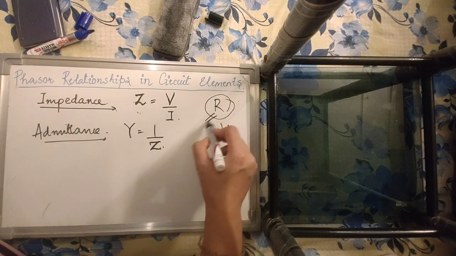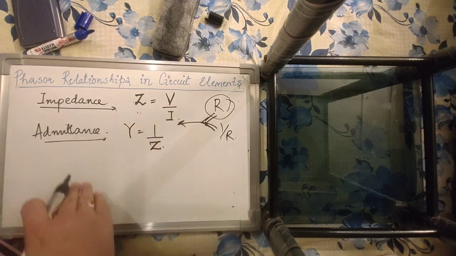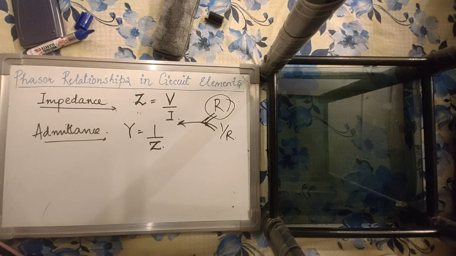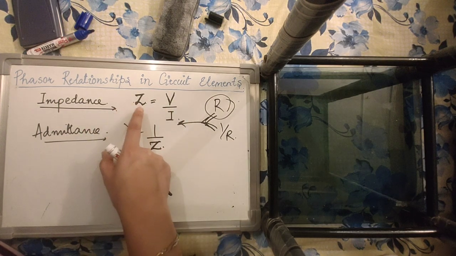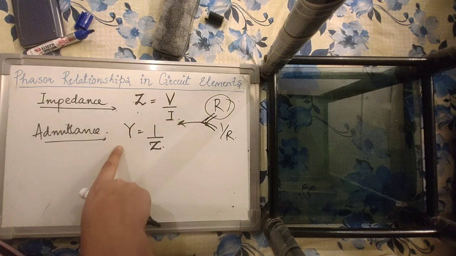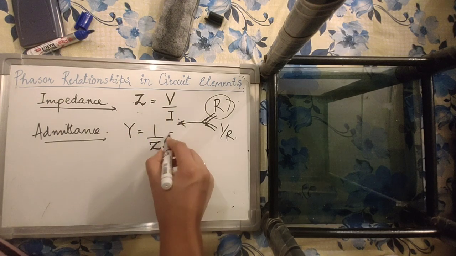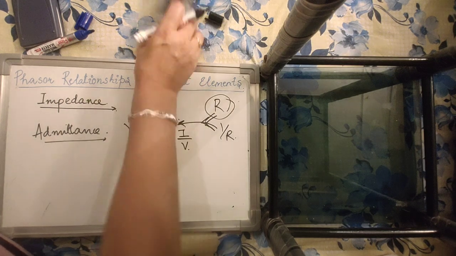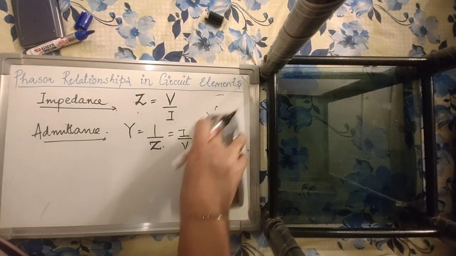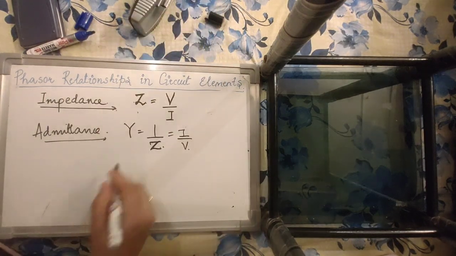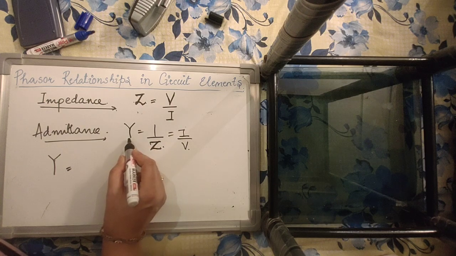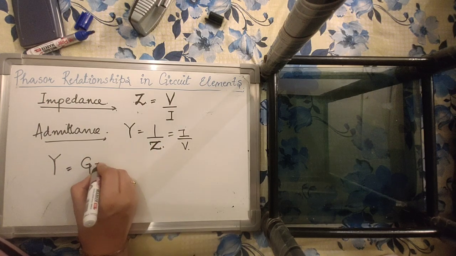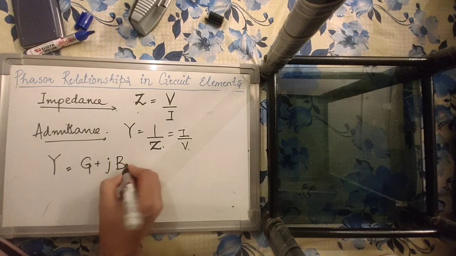So when the same information is translated in the AC domain, where we have all kinds of resistances, inductances, capacitances, both imaginary and real components of impedance, then we have impedance being equal to V upon I and admittance being equal to 1 upon Z, or you can say I upon V, right? Obviously because these are complex numbers, the admittance Y will also be a complex number, that is G plus jB. This is how it is represented.